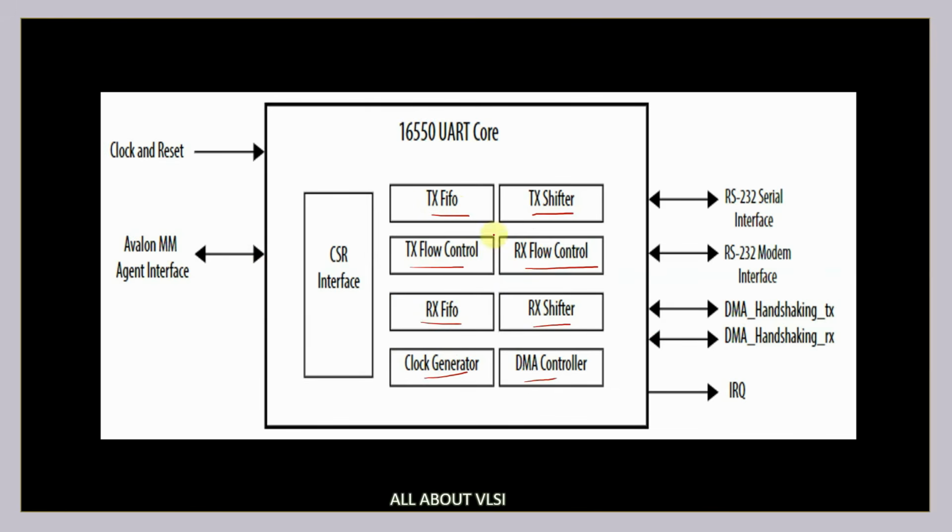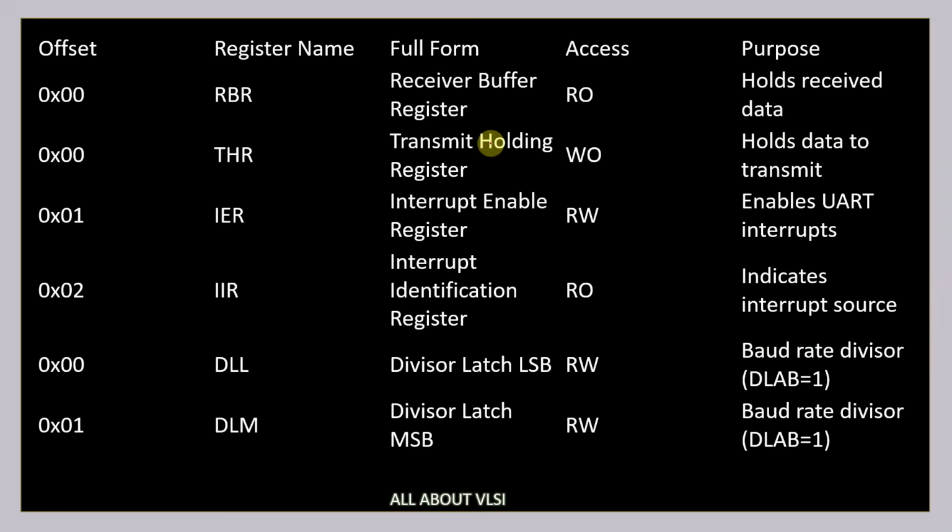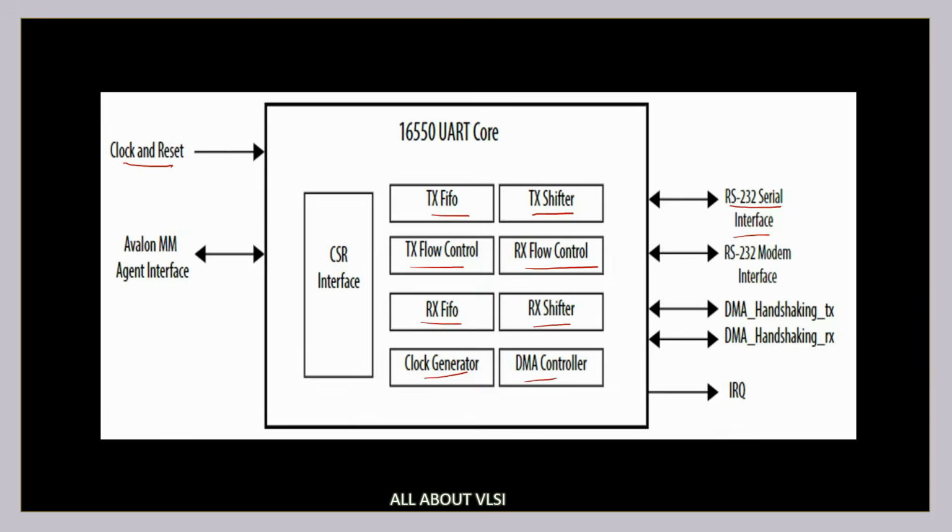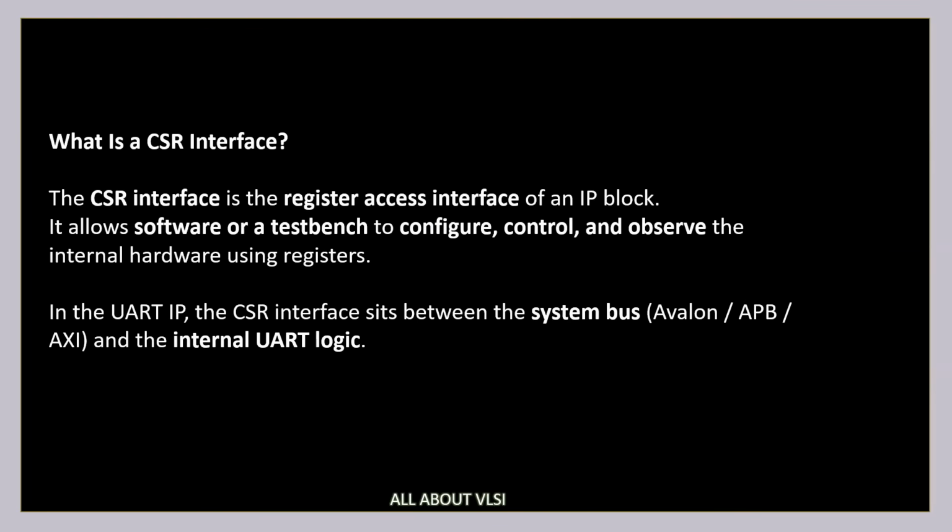These are all the things which I'm going to have, and these are the interfaces: clock and reset, Avalon MM interface, and RS232 serial interface. And these are all the things which I'm going to have inside my IP core. Now, first of all, what do I mean by this CSR? So basically the CSR interface is the register access interface of an IP block.